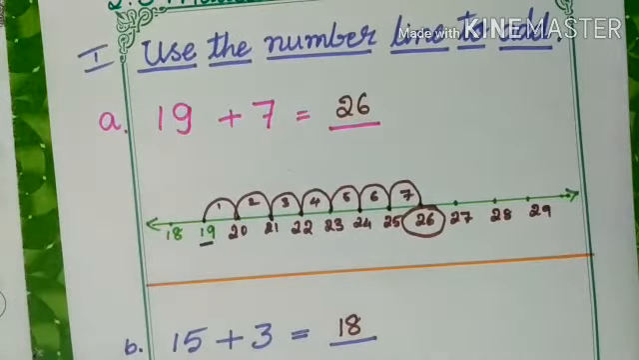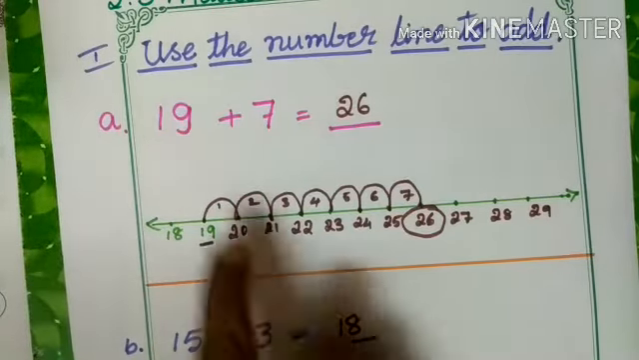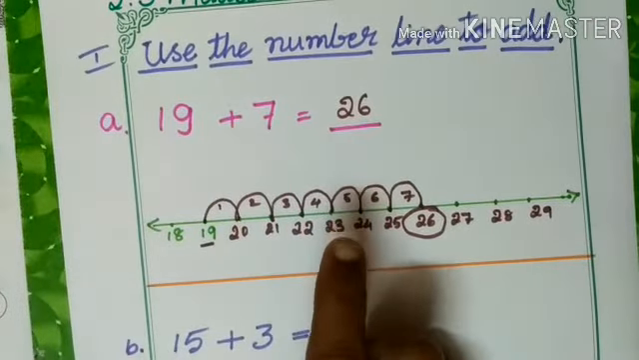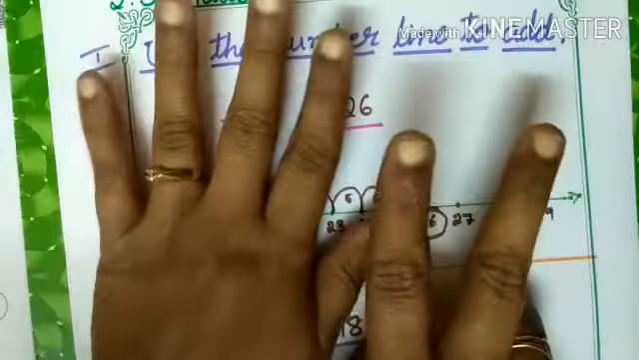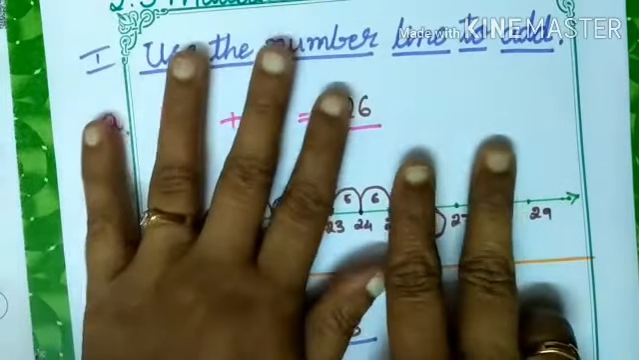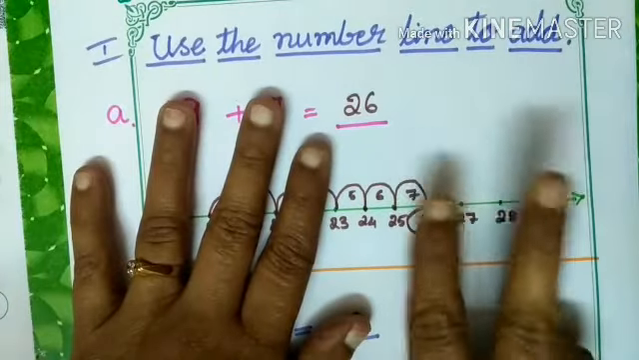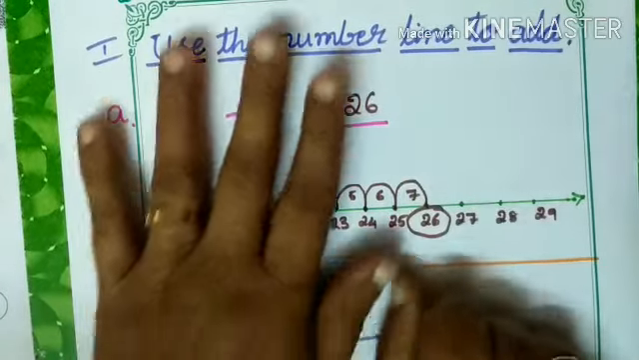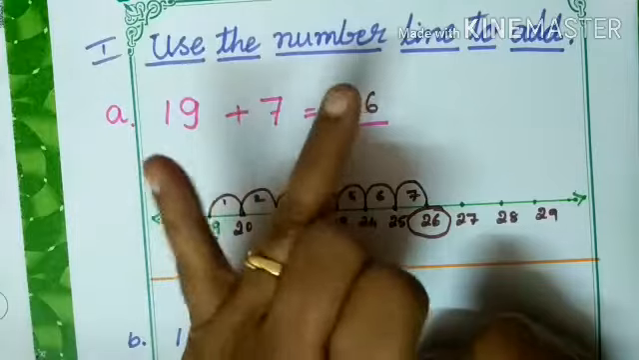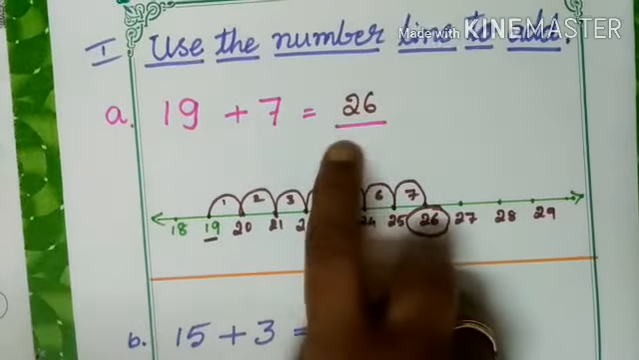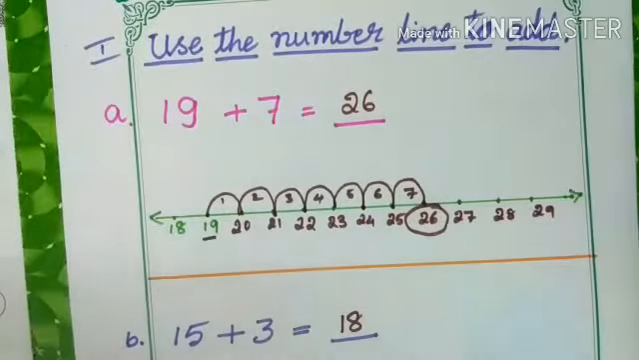Again we will check it. We can count mentally also. Shall we check it mentally? Keep 19 in your mind and take 7 in your fingers. 5 plus 2 is 7. Now after 19: 20, 21, 22, 23, 24, 25, 26. Yes, we reached 26. 26 is the correct sum.